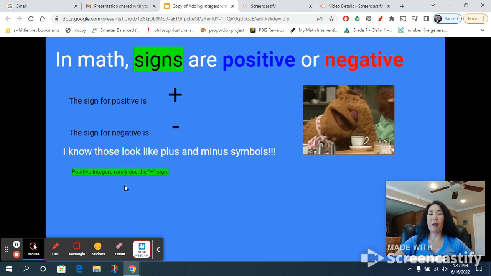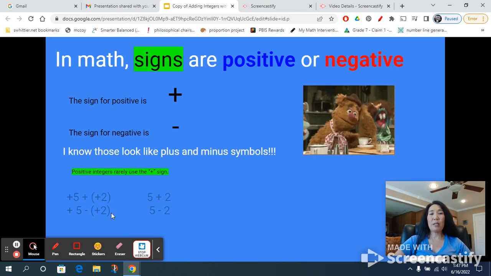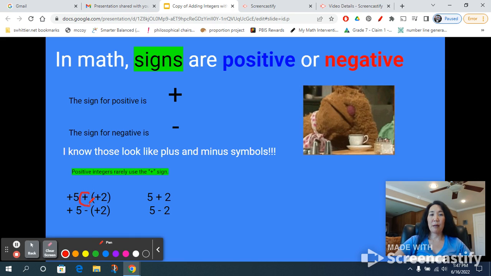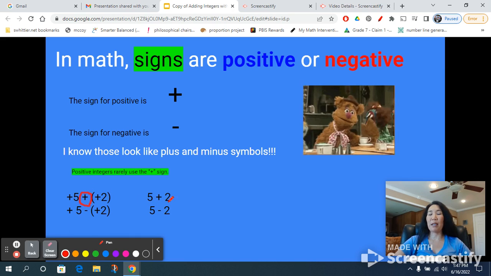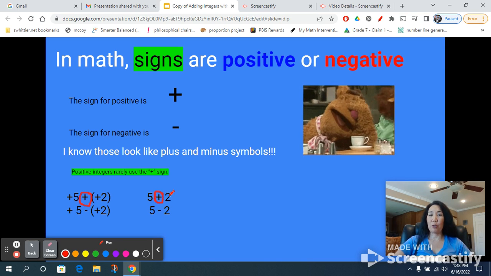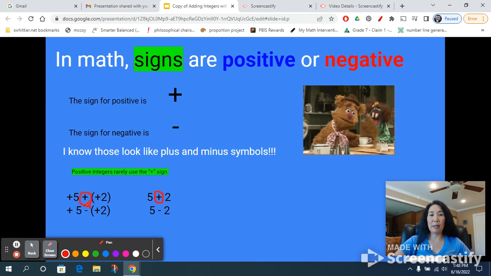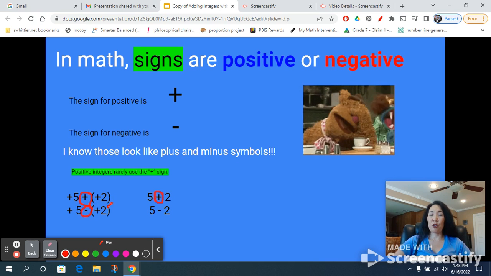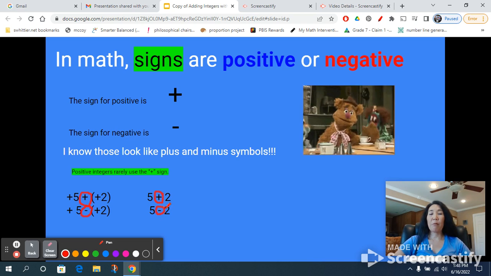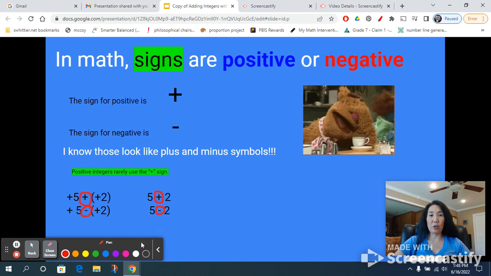So the good thing is positive integers rarely use the positive sign. So instead of writing a problem like this, positive 5 plus positive 2, we can simply write it like this, positive 5 plus positive 2. Same thing when we subtract. Instead of writing positive 5 minus positive 2, we can simply write it like this, positive 5 minus positive 2. And it helps to say the problem out loud so you know what you're doing.